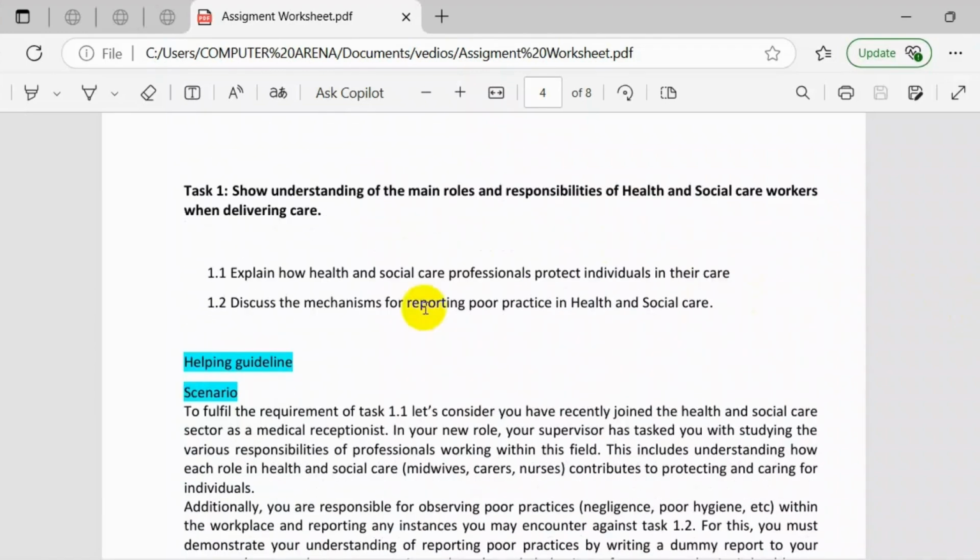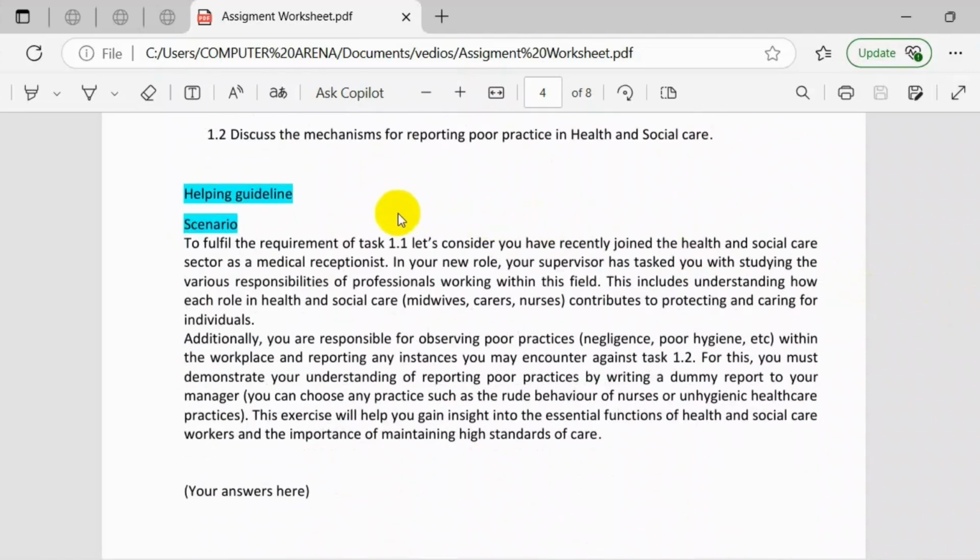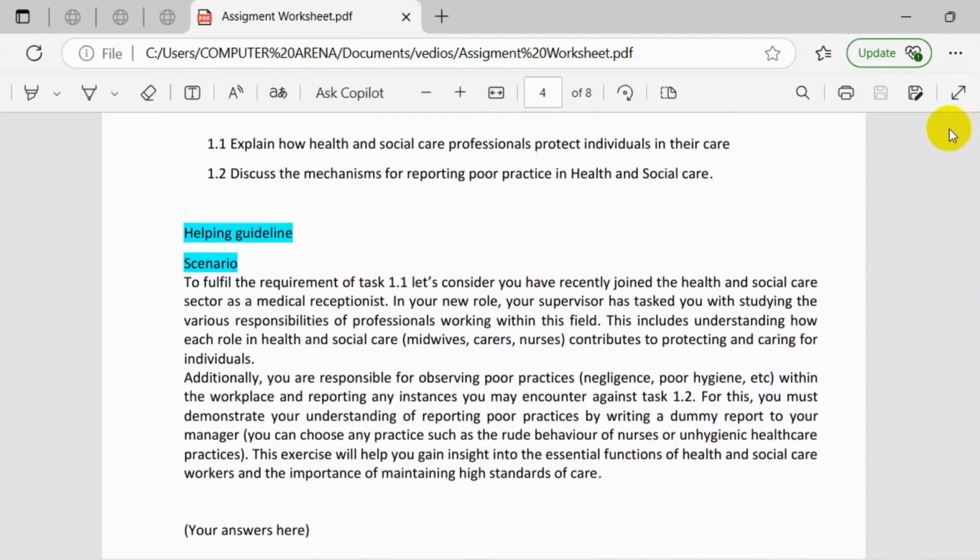Now, this is the learning outcome of the unit Introduction to Health and Social Care, in which you have to explain how health and social care professionals protect individuals in their care. For this, you need to first identify what care professionals are involved as health and social care workers. These could be carers, nurses, or doctors as well. Once you identify these care professionals, you have to explain how and in what way these care professionals are providing their services to the individuals in their care.